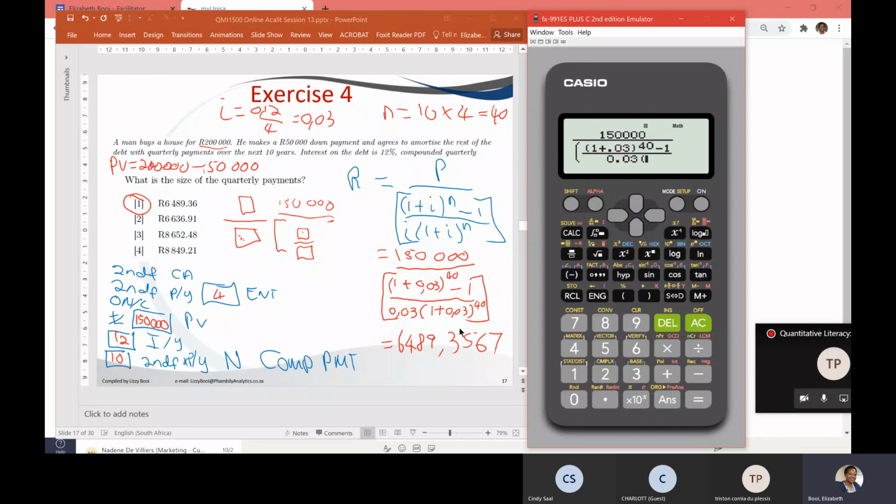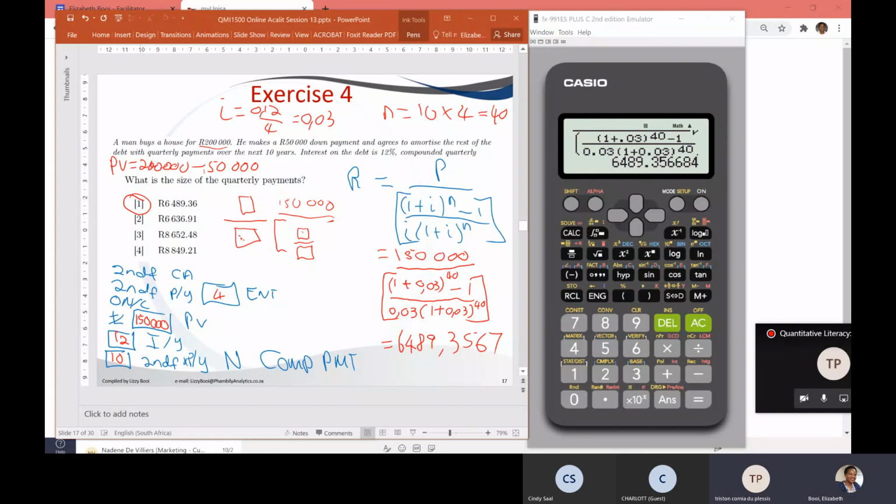0.03 times 1 plus 0.03 close bracket, and then put the power, that is to the power of 40, and then use your arrow to go out, and sorry, not out. I still need to go back. When I am on this line, I need to put back the bracket. Remember, it needs to close, and then I can go out and press equal. And as you can see there, that's how easy it is to use your calculator as well.